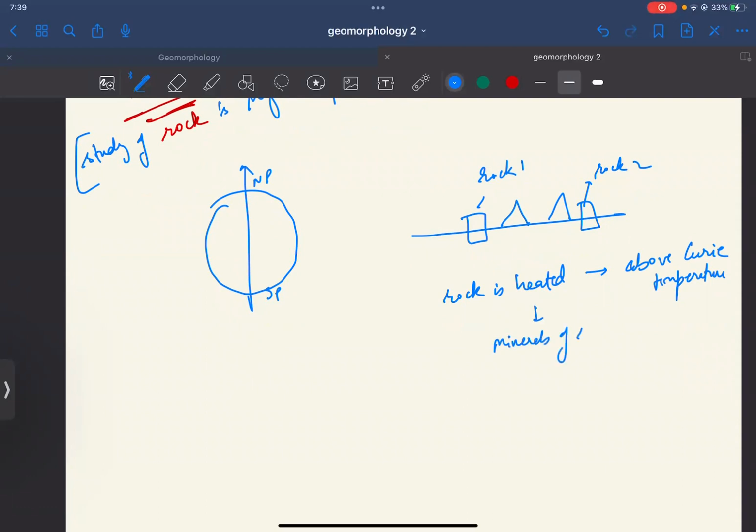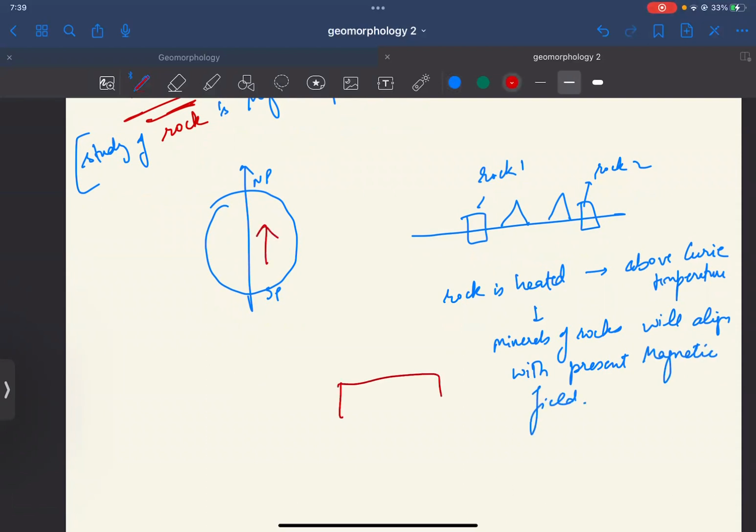Minerals of rocks will align with the present magnetic field. So what is the present magnetic field in this direction? So in the rocks, how will it appear to us? They will be aligned like this. Right? So this is how magnetic rock will appear.